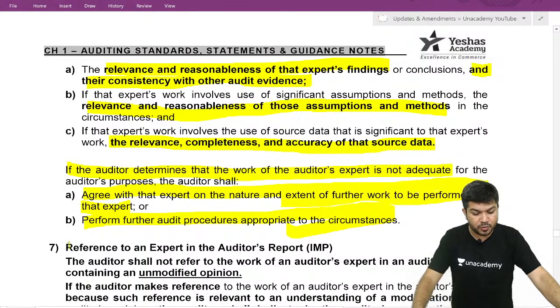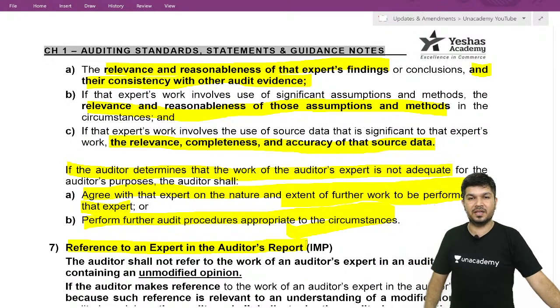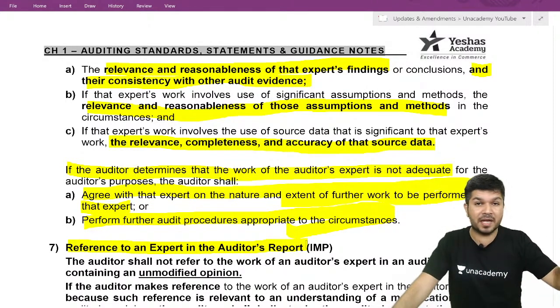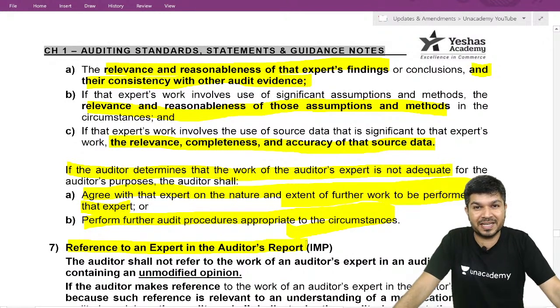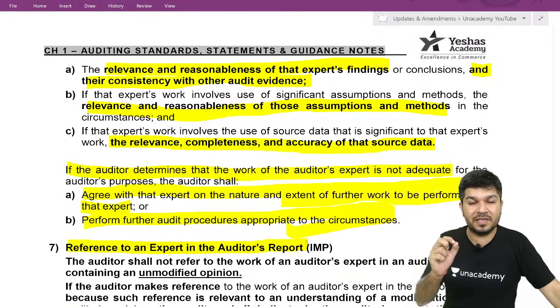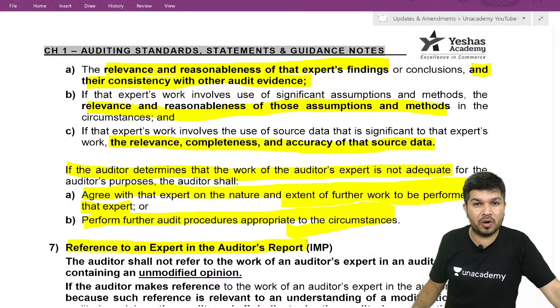Now question, if I use the help of an expert, can I write in my report that I've used the work of this expert? Like whenever you are using the work of a branch auditor, you are writing that this many branches were audited by another auditor. When I use the work of an expert, can I write in my report that I have used the work of the expert? Okay, in an unmodified report you cannot write.